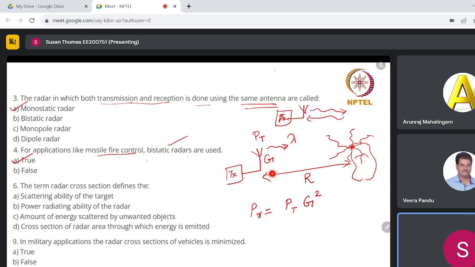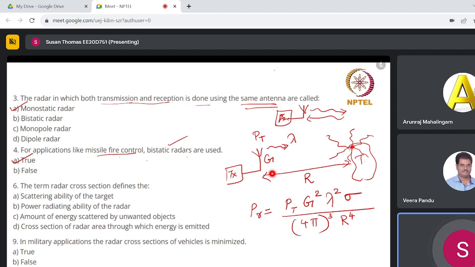The received power can be written as PT G squared lambda squared sigma divided by (4 pi) the whole cubed R raised to 4. It is G squared because you have the gain of the transmitter and the gain of the receiver. I haven't mentioned this parameter sigma. Sigma is called the radar cross section.